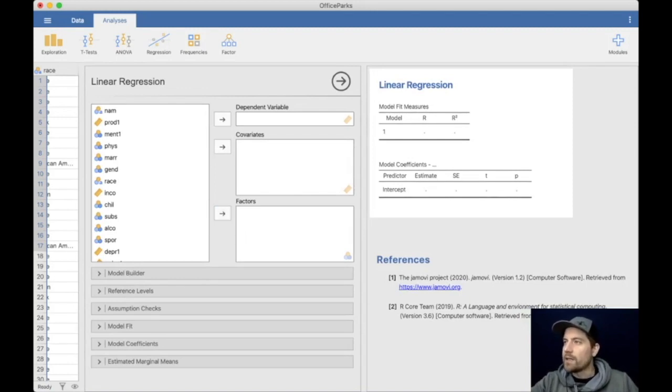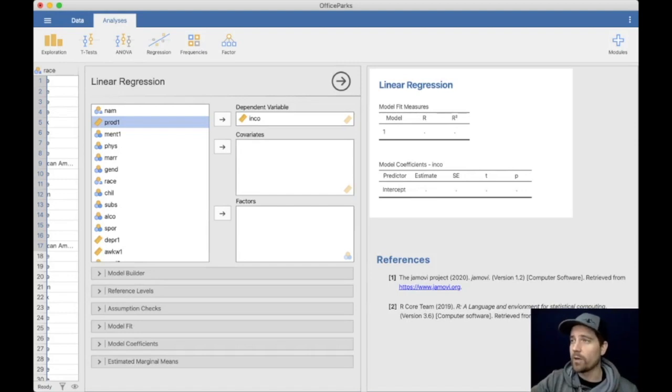As a reminder, the dependent variable is the outcome. It's the thing we want to predict. Covariates are Jamovi's term for continuous predictors, the things that are trying to explain the outcome that are continuous. You can see both of these, they are supposed to have that ruler next to them, they're continuous. And then factors are the ones with the Venn diagram. What we're going to try to predict is income.